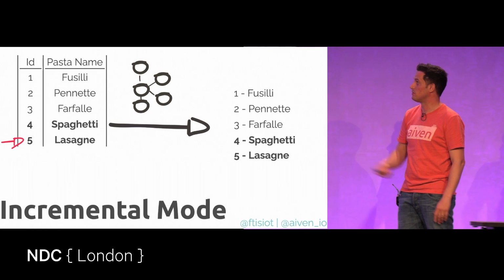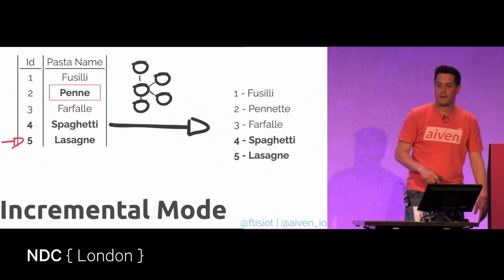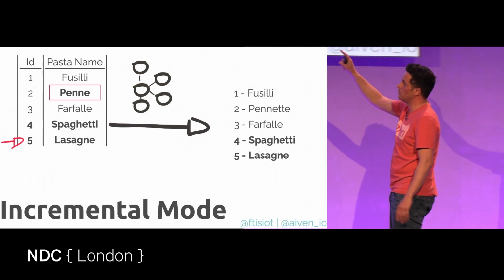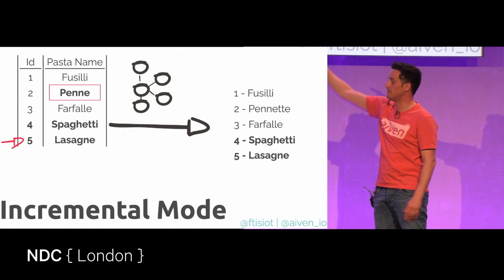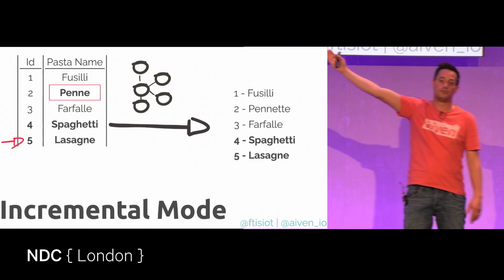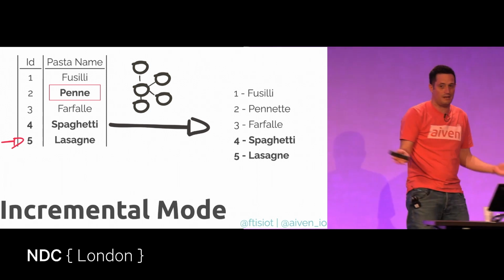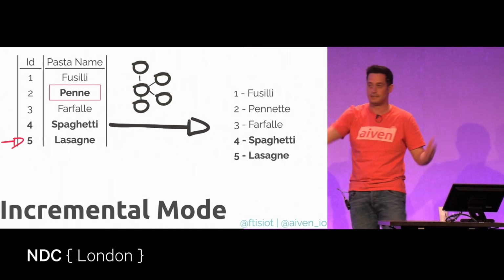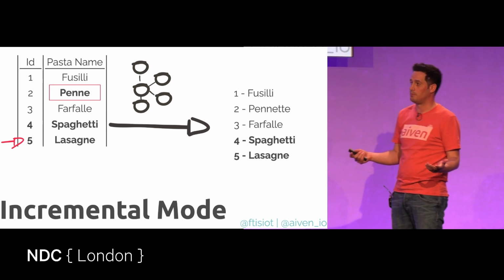But what happens now if, for example, Luigi wants to get rid of pennette and wants to have penne instead? Now we had an update in our table, but because we didn't change the ID, our incremental query is still looking for rows with ID greater than 5. It will not be able to track the update. Well, that's a pity because now we have a different version in Kafka than we have in the database. So is there a way to track those updates?